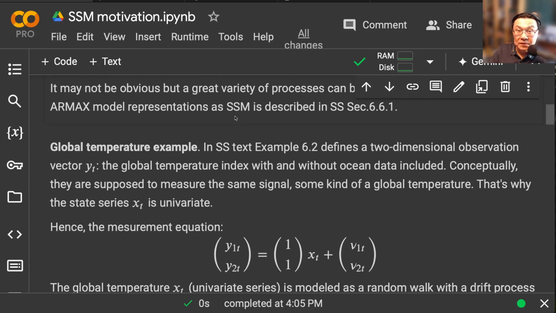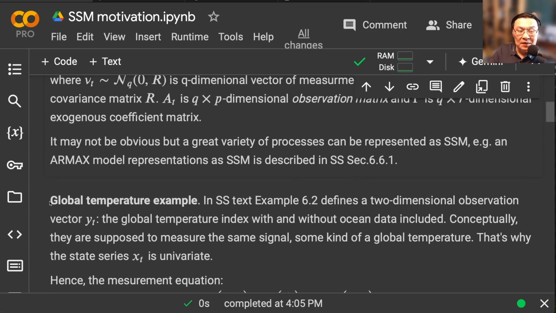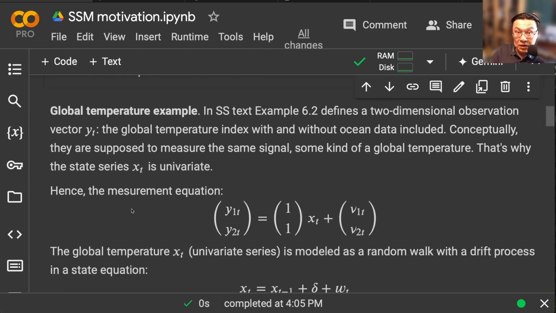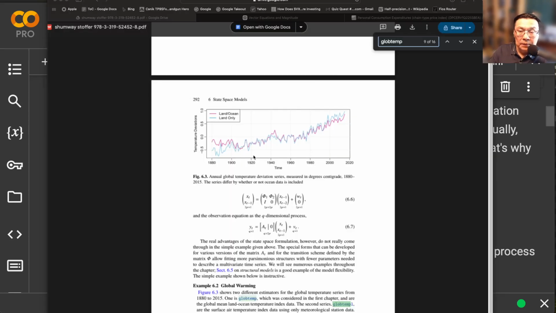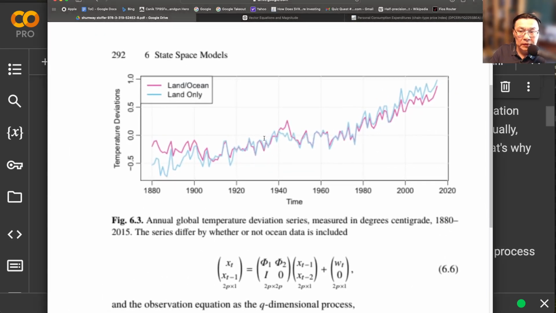So we'll look at this small example, which is not really in economics. It's from global temperature, and this example is in Shumway and Stoffer's text, example 6.2. So they have a chart there, and I'm going to bring it. So here's a chart. I mean, it may not be very clear on the video. Right, so I'll explode it.